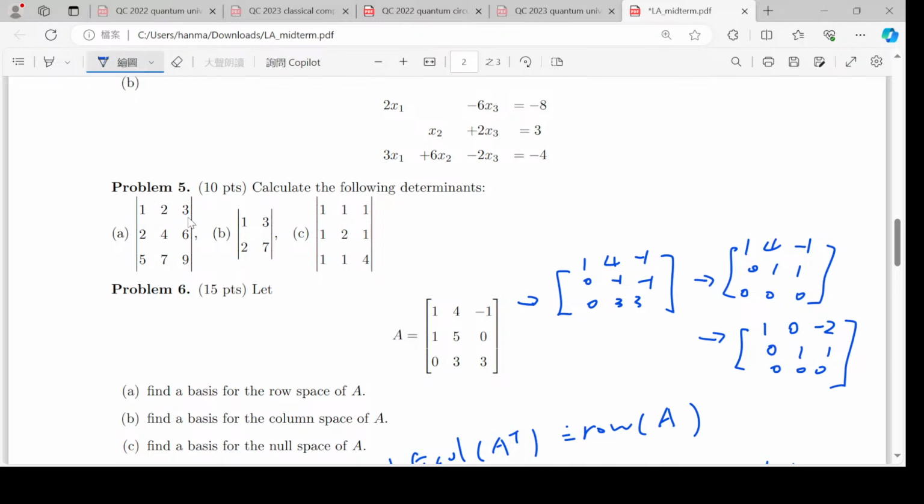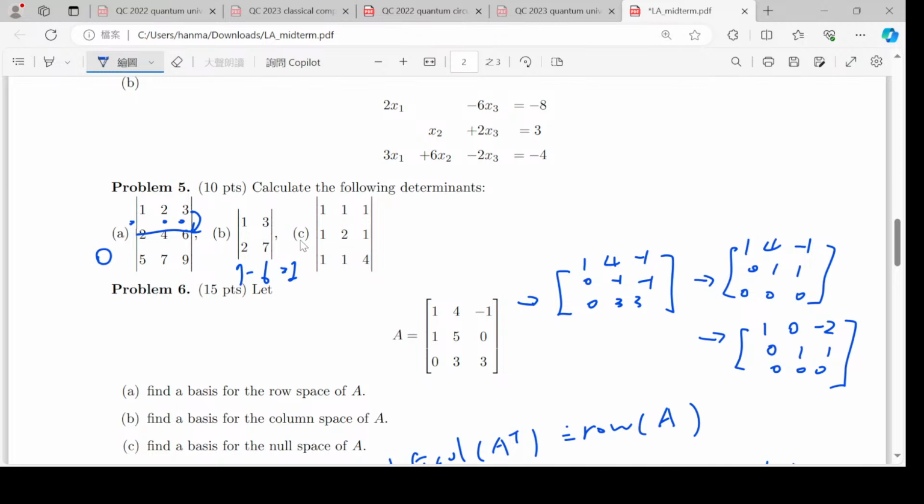We have been saying that when you do a determinant, you can do row operations, and adding a multiple of a row to another row doesn't change anything. So you can subtract twice the first row here and turn this into 0, 0, 0. That means the determinant is 0 here. The second one is 2 by 2, so you can just do the calculation. This is 7 minus 6, equal to 1.